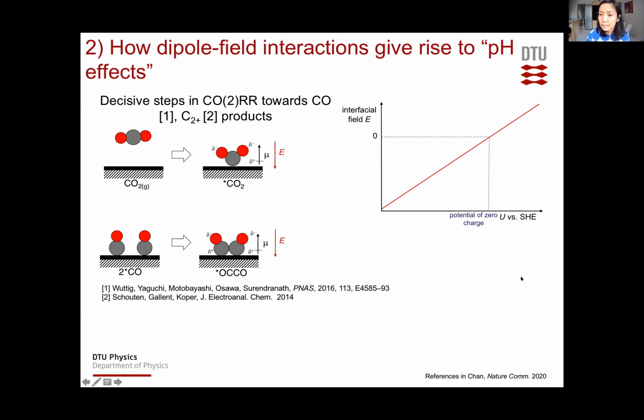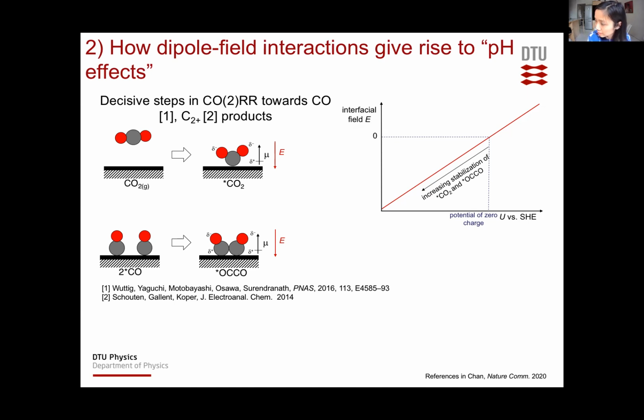And so in this very simple picture, this is just a line, it's not calculated, and one can, in principle, have more complex models of the interface. But in general, we'd expect a monotonic function between field and potential. And what we would see then is that negative of the potential of zero charge of the particular metal-solution interface, we would have an increasing stabilization of these two intermediates through dipole field interactions.